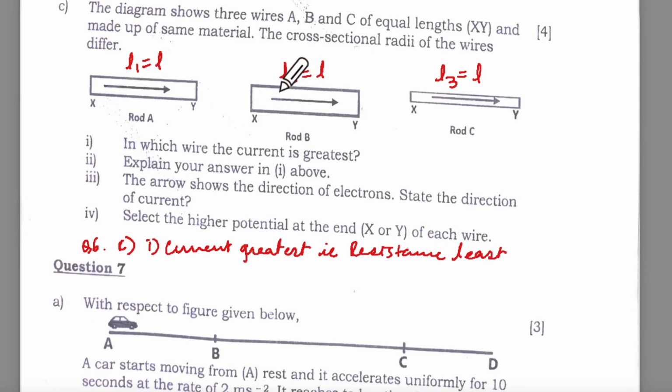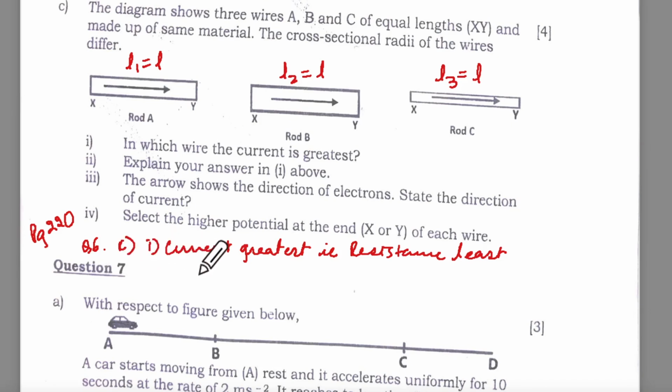Now, if all of them have the same length, the area of cross section is going to determine it, right? Yes, ma'am. Area of cross section and resistance, how are they connected? Look over there, which page has this? Page 220, right over there. The resistance of a wire is inversely proportional to the cross section of the wire.